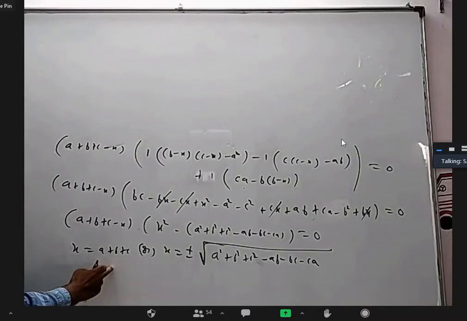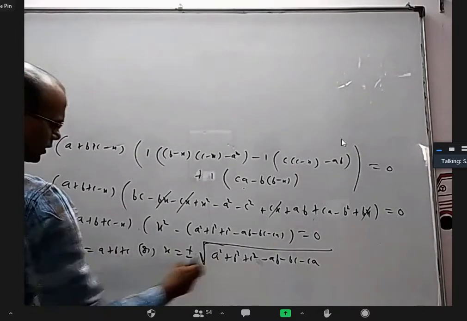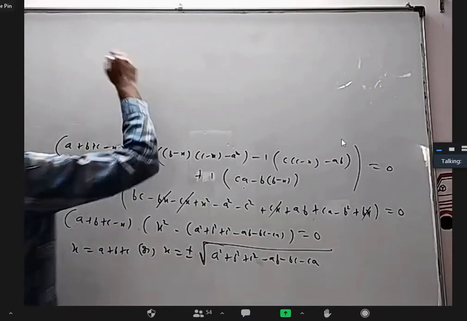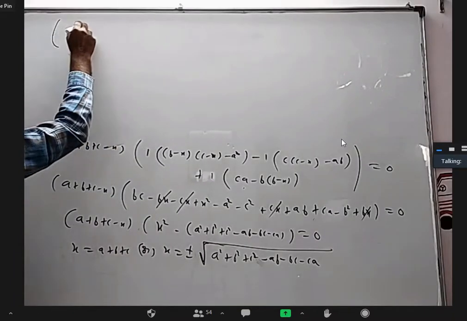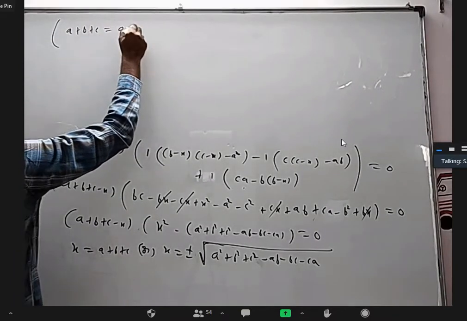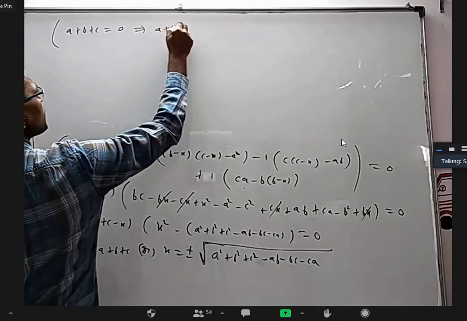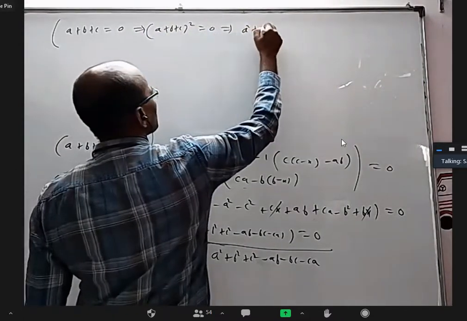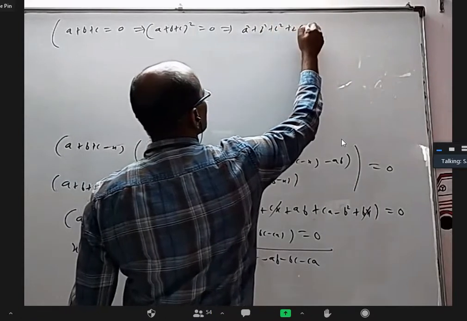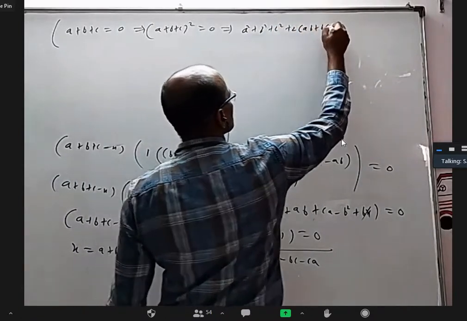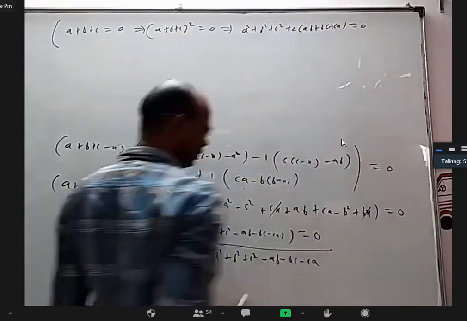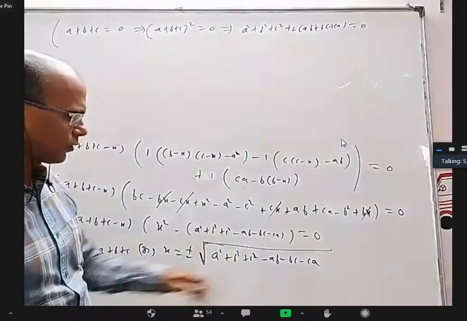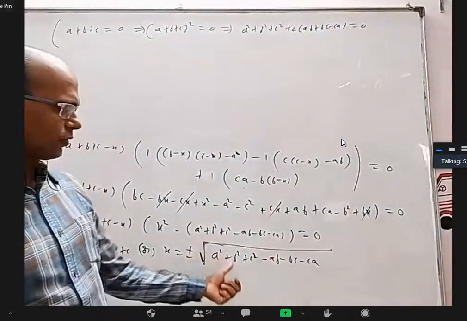Okay, so here I can write x equal to 0. Here I have to change slightly, so I'll write a small thing. A plus B plus C equal to 0 implies (A plus B plus C) whole square is 0. If I expand that, I'll get A square plus B square plus C square plus 2 times (AB plus BC plus CA) equal to 0. Because they don't want the answer in terms of AB, BC, CA, they want only in terms of A square, B square, C square.